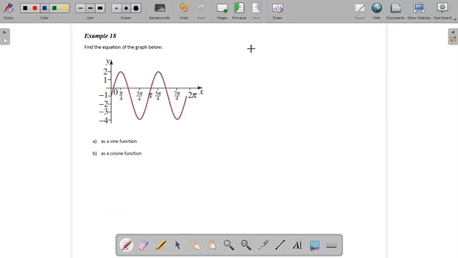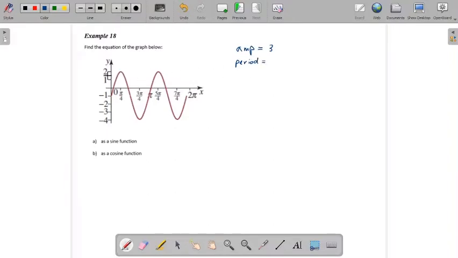So then we can first of all work out what the amplitude is, and if we have a look, we can see that it's reaching a maximum of 2 and a minimum of -4. So the total distance between the top and the bottom is 6 units. That implies then that our amplitude would be half of that. So our amplitude is going to be 3.